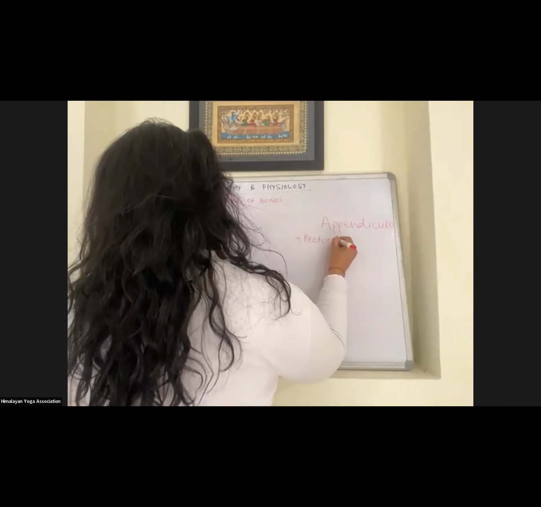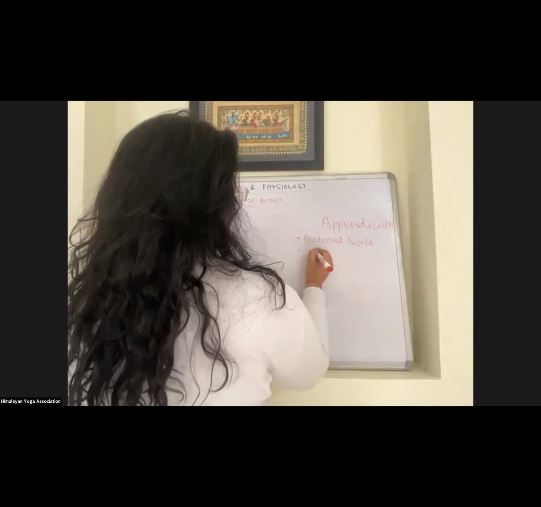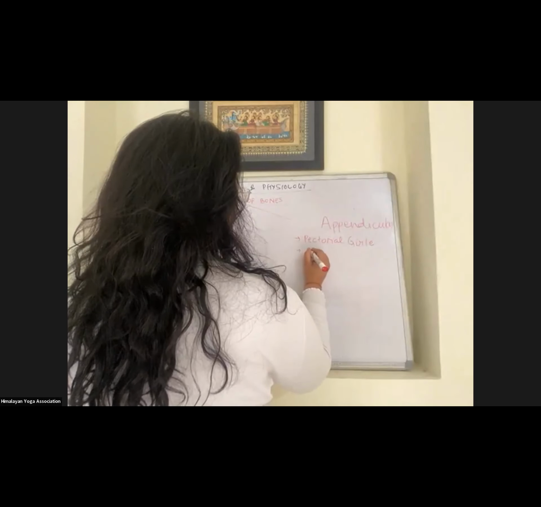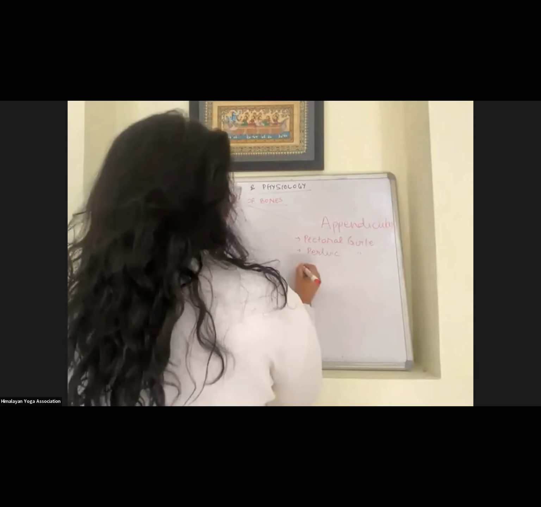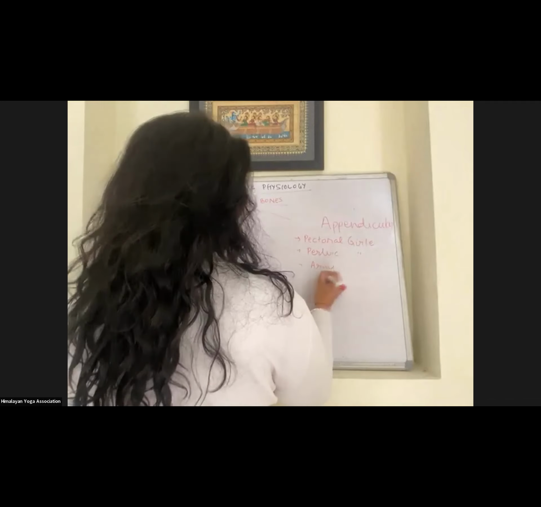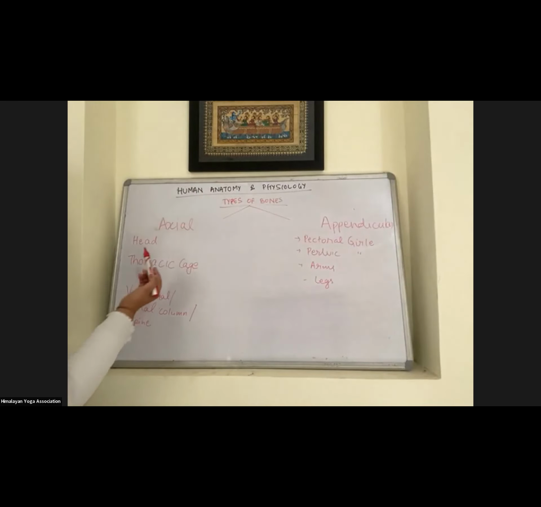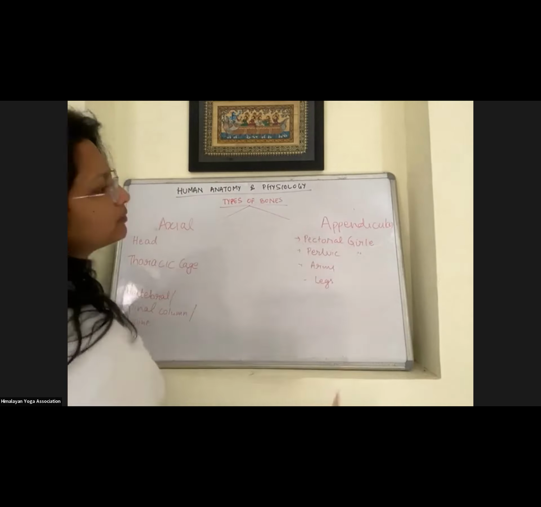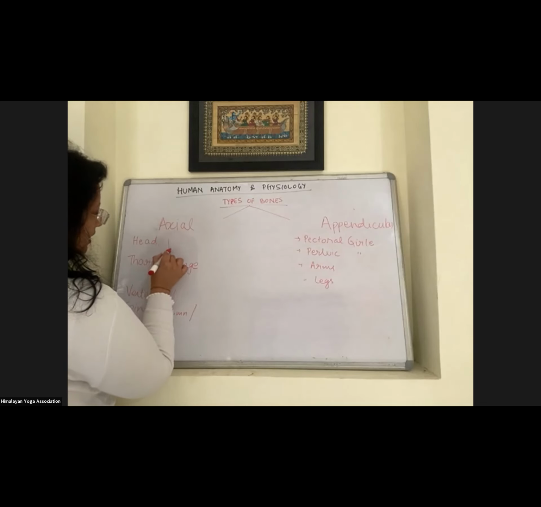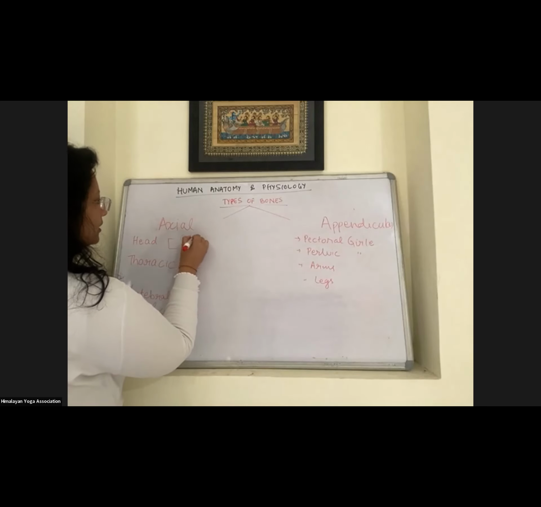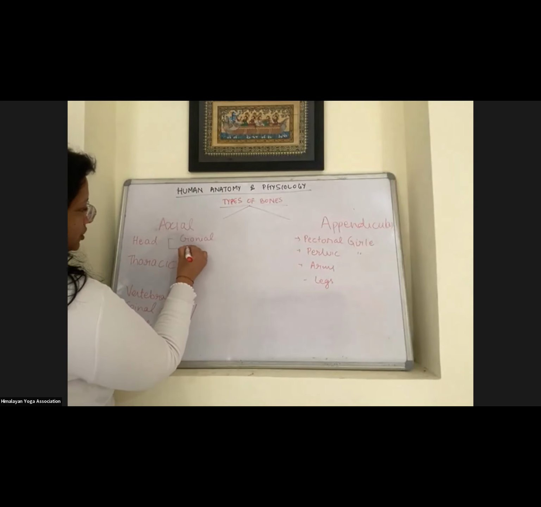Here we have the pectoral girdle, then the pelvic girdle, then arms and legs. We have to study more bones here, and only a few here. Not so many. But the head is again divided into cranial and facial.